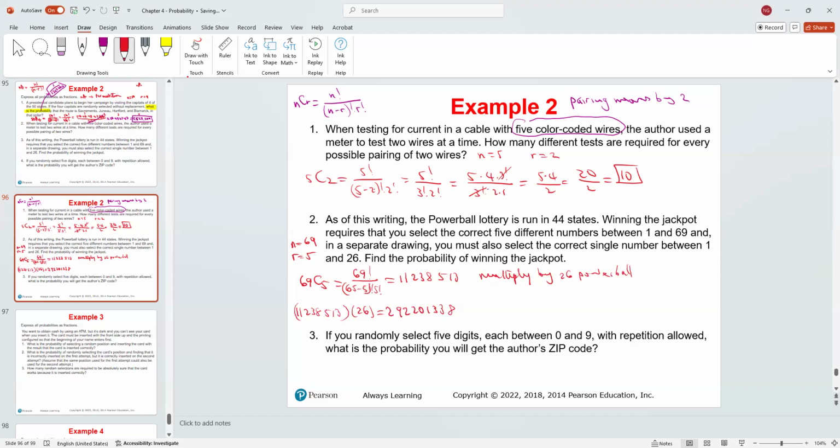Now, what is the probability of winning then? It's one out of that number. Probability of winning the Powerball is one out of that big number. So you can do it in your calculator, of course.